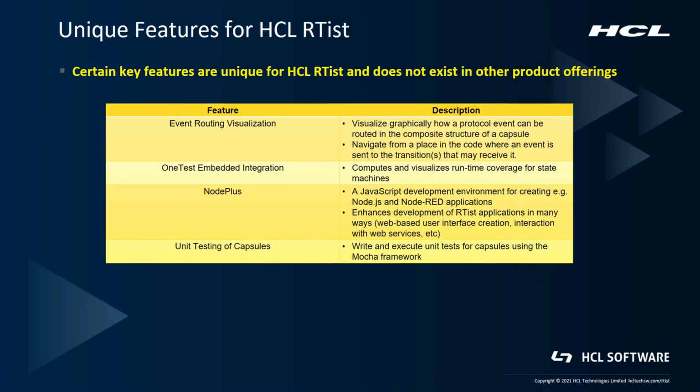And just as a recap from previous sprint demos, this table summarizes the unique features of HCL RTist that are only available in HCL. So we have already demoed three of these before: the event routing visualization, the OneTest embedded integration, and Node+. And today we will also demo this unit testing of capsules, the new feature.